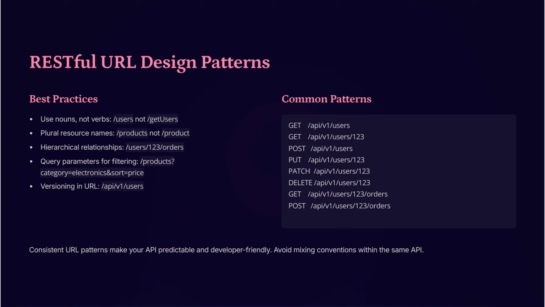RESTful URL design patterns enhance API usability. Use nouns for endpoints like /users, and pluralize resource names, such as /products. Maintain hierarchical relationships, e.g., /users/123/orders, and employ query parameters for filtering. Implement versioning in URLs, like /api/v1/users, to ensure consistency. These practices make APIs predictable and developer-friendly.